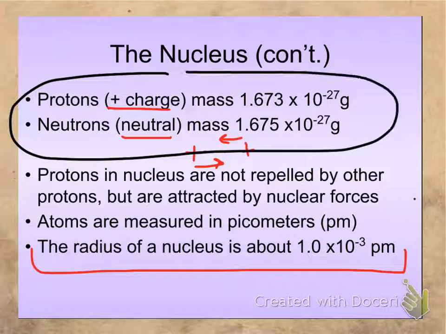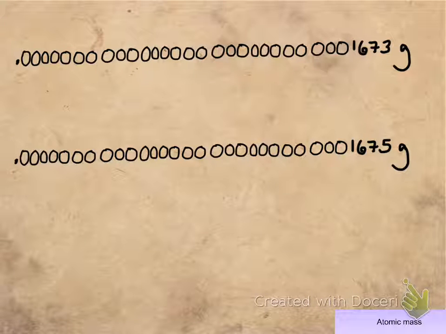Let's look at the mass of these particles. Did you notice they're pretty similar? Well, if we wrote those numbers out, they'd look like this. 0.000, oh good heavens, don't count my zeros. I'm not sure I counted them correctly myself. Point a whole bunch of zeros, 1.673 grams, versus point a whole bunch of zeros, 1.675 grams. Really? When you get right down to it, that's almost no difference whatsoever. You couldn't tell the amount of difference in the mass of these two particles without some pretty sophisticated equipment.